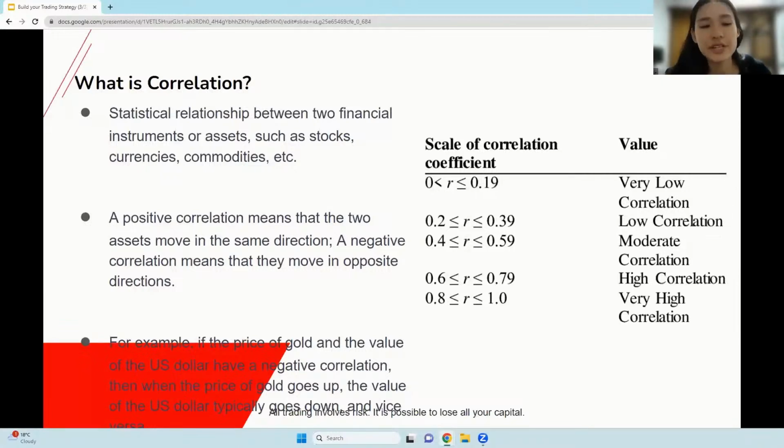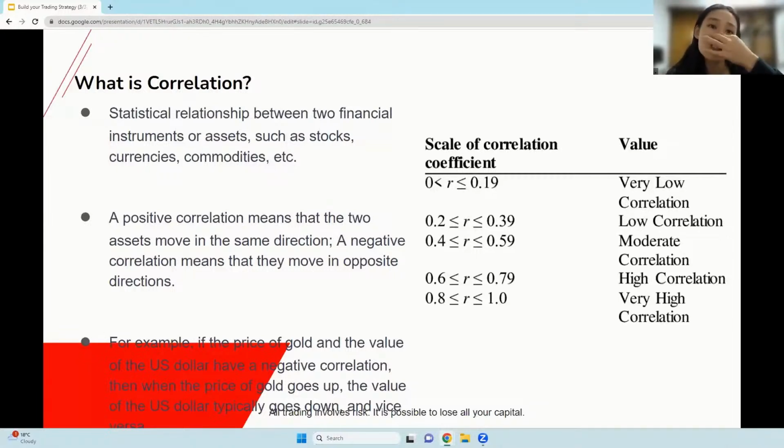So when you're swing trading, correlation can be a pretty helpful strategy by comparing two different financial instruments or assets. So it could be stocks, currencies, commodities, and so forth. Of course, in this case, we are talking about forex. So you can compare two forex currencies that you're looking at in order to see or predict the different directions that they're heading towards.